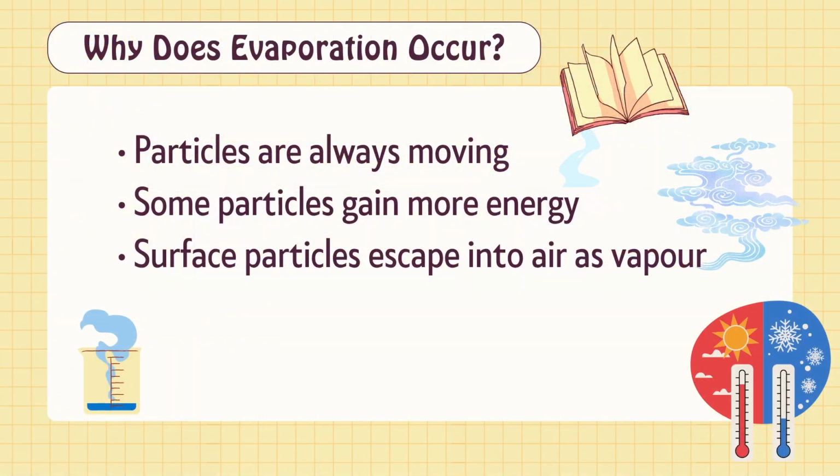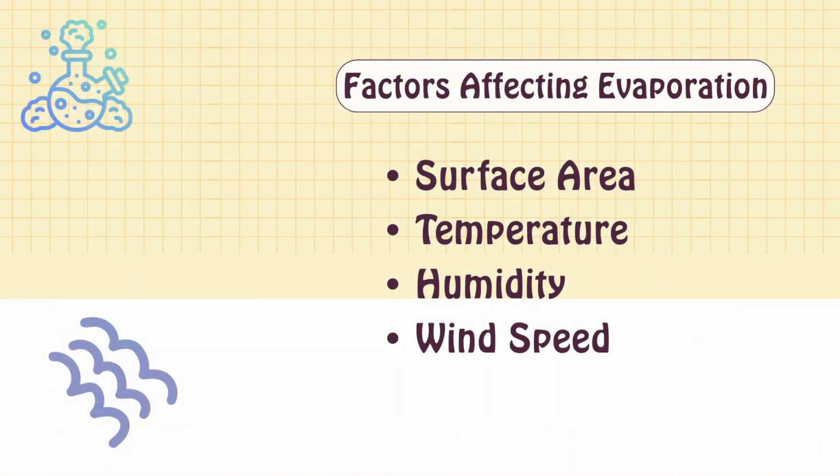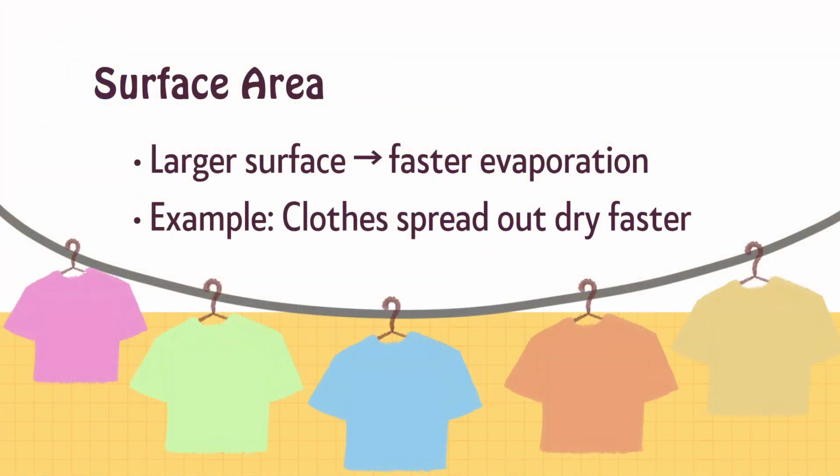We infer from the activity that surface area, temperature, humidity, and wind speed have an influence on evaporation. Let's look into how the first factor, surface area, influences evaporation. Larger surface means faster evaporation. A good example is clothes spread out dry faster.